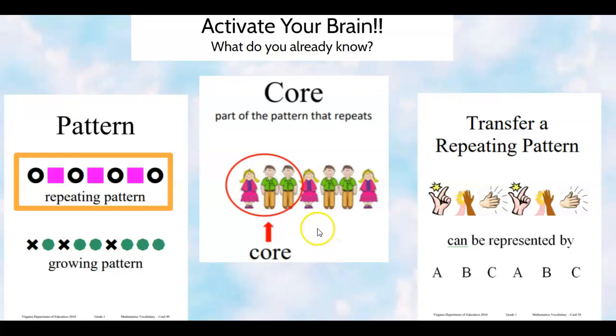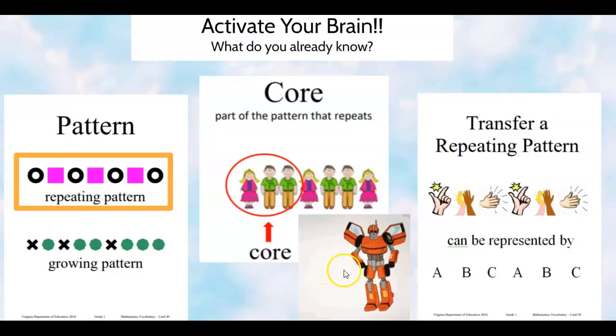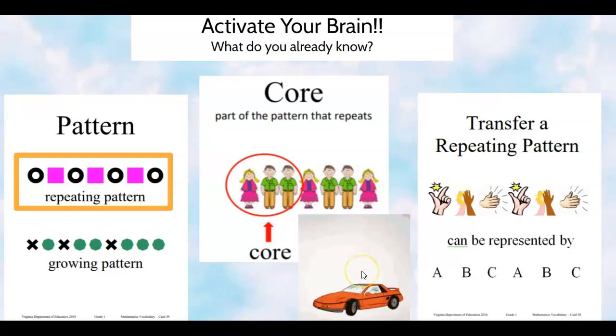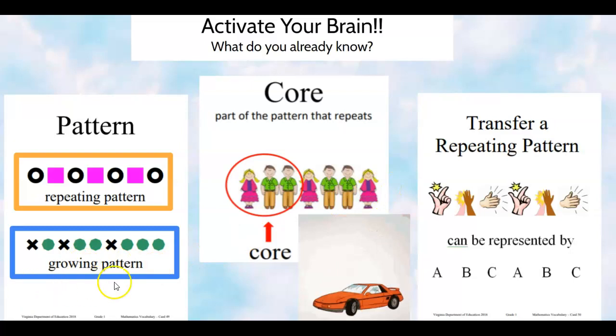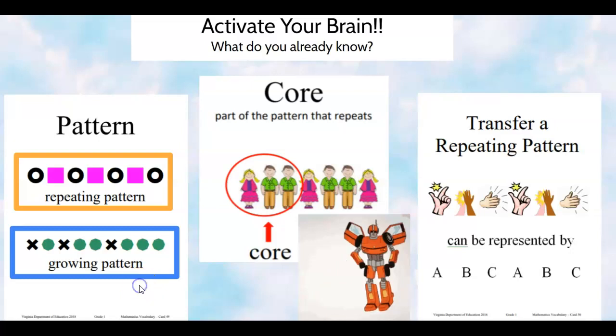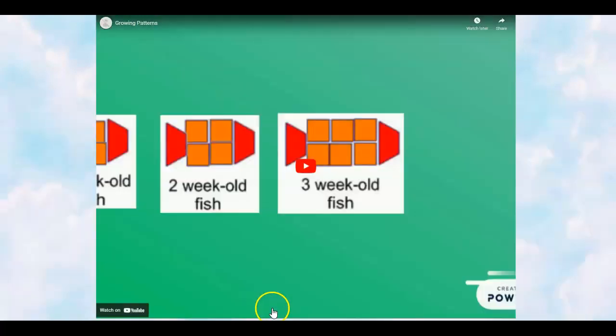We also learned about how to transfer a repeating pattern. So we can transfer and even transform, just like transformers, into something different. So instead of using shapes, we can use numbers, or instead of using pictures, we can use letters. You can transfer any sort of pattern with a different type of thing. And today, this is what we're going to be learning about, a growing pattern. Let's watch this quick video about growing patterns.